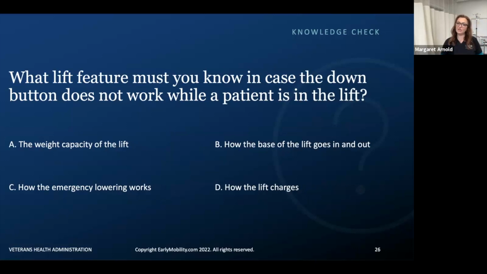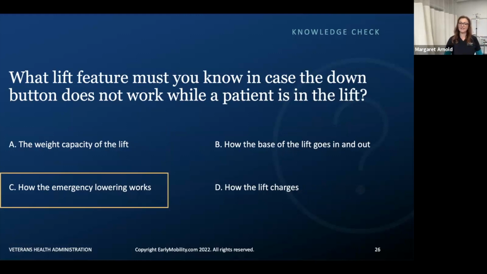What lift feature must you know in case the down button does not work while a patient is in the lift? Is it A, the weight capacity? B, how the base of the lift goes in and out? C, how the emergency lowering works? Or D, how the lift charges?